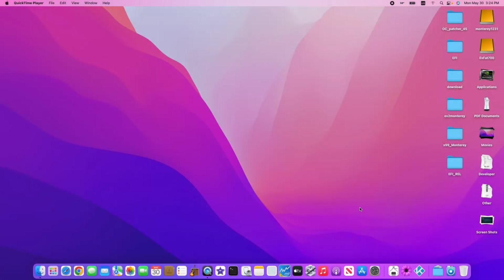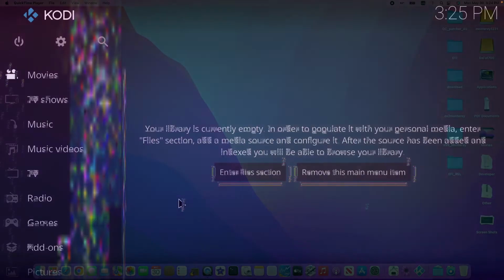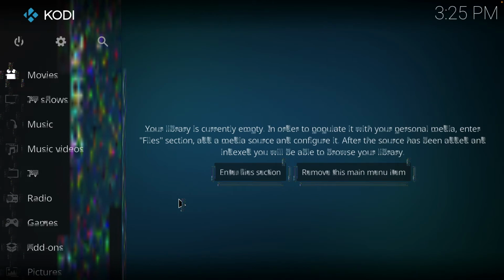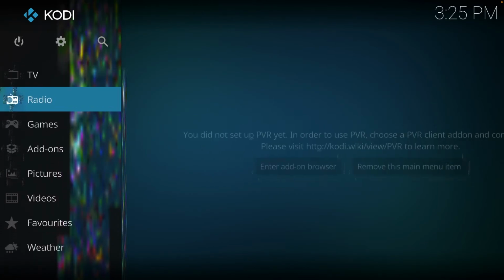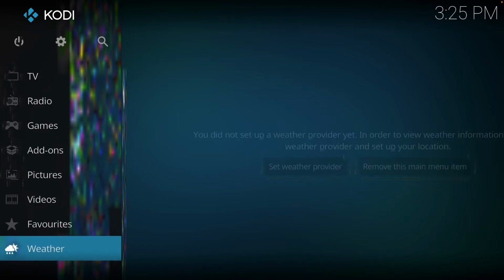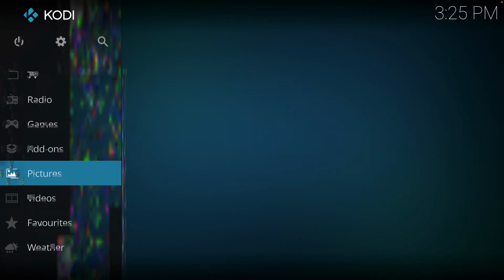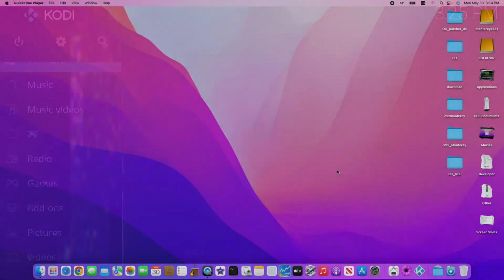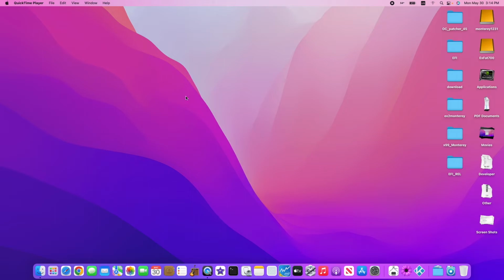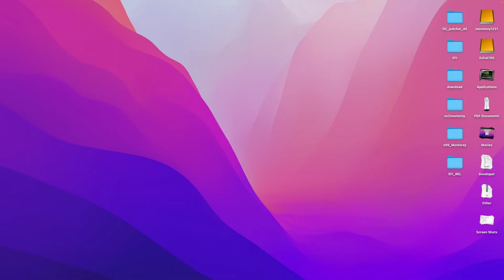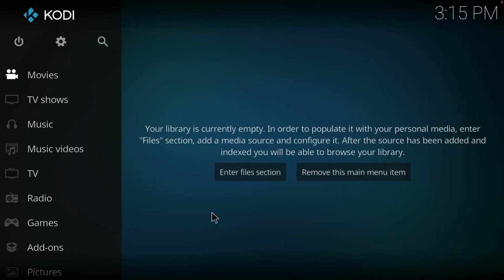OpenCore, Monterey. Yep, look at that. Artifacts everywhere, I can't even read anything. Oh, flickering. HD 4600, and it's Monterey Clover, the artifacts and glitches, and it's working very well. And this is Kodi.